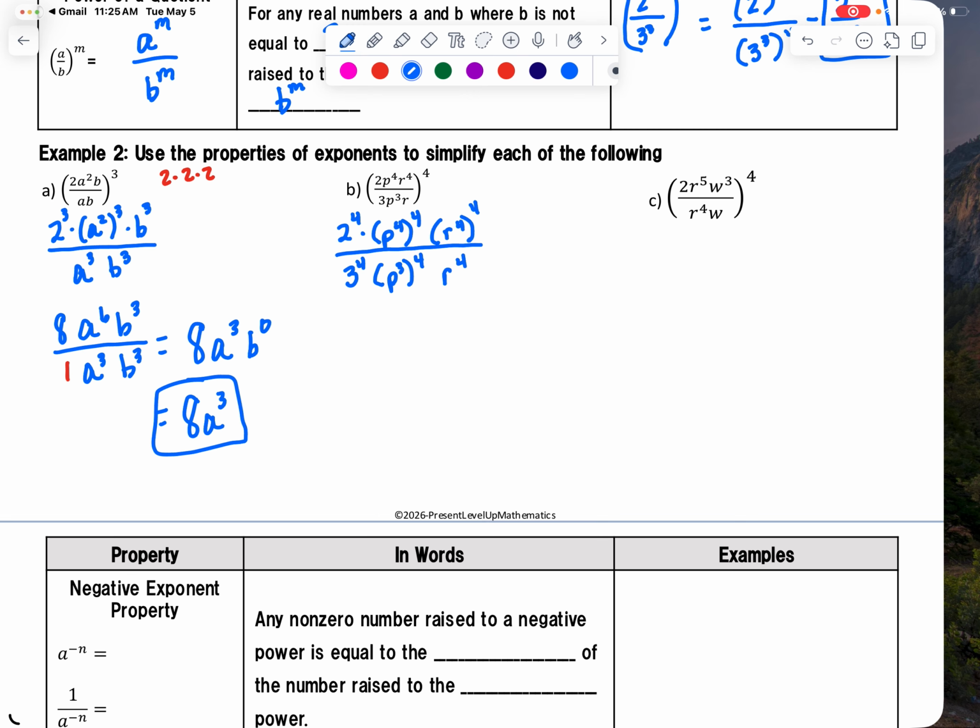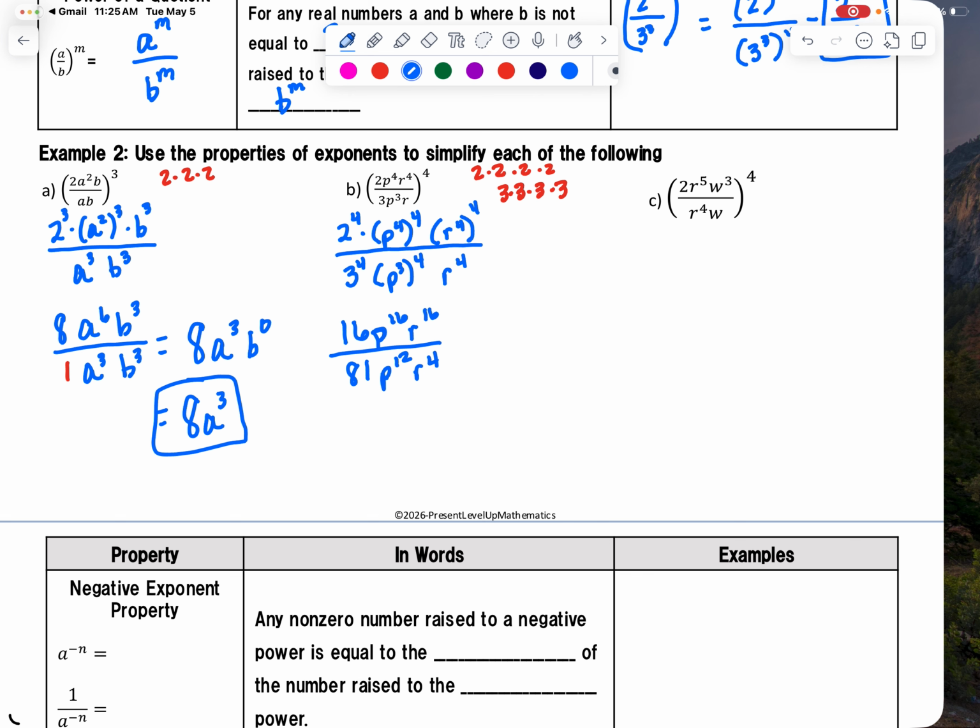Now, let's simplify that. So 2 to the 4 is 2 times 2 times 2 times 2. So that would be 16. For the p, we would multiply the 4 times 4 to get 16, and 4 times 4 would give me r to the 16. In the denominator, we have 3 to the 4 power. So 3 times 3 times 3 times 3. So that's 9 times 9, or 81. So this is 81. And then p to the 3 times 4, which is 12, r to the 4.